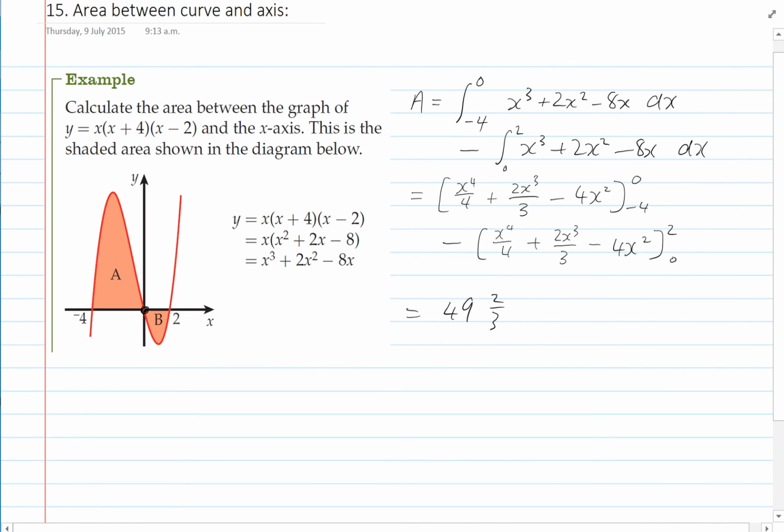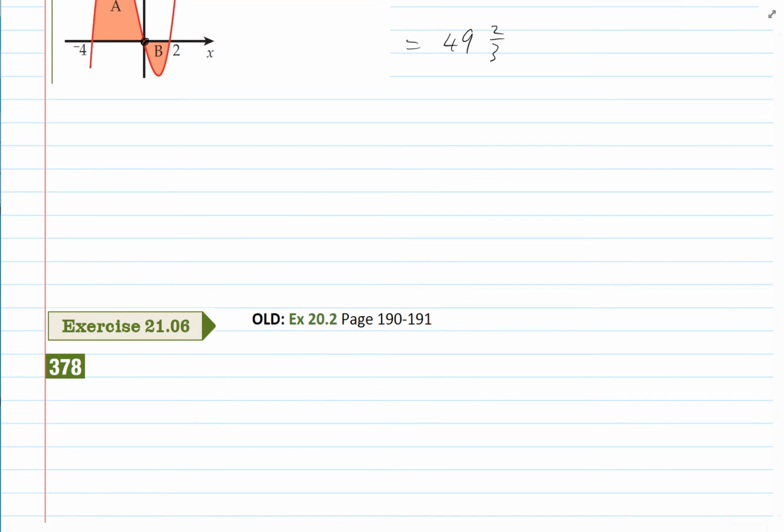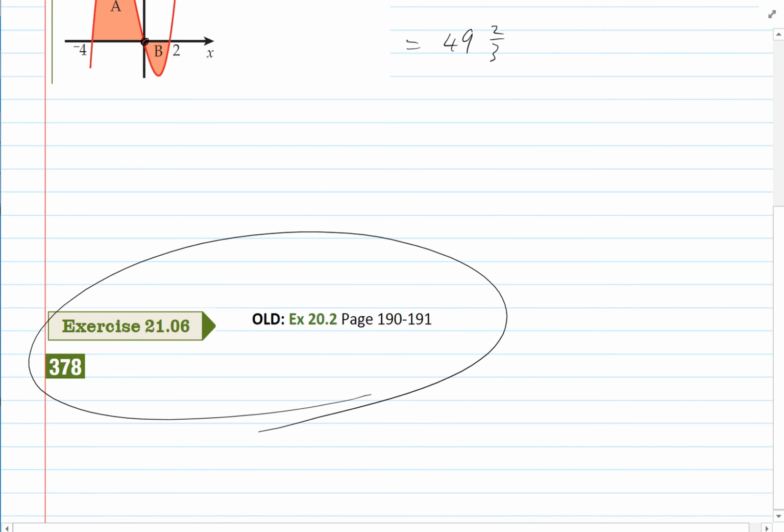Okay, so just be aware of the effect that negative integrals will have, and be very careful about how you do them. But splitting them up into A and B and adding them together is a good way to go about it as well. And you can practice those at exercise 21.06.